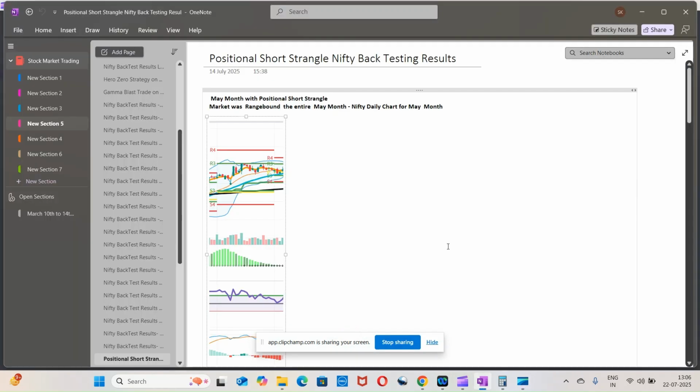So today we are going to go through short strangle, positional short strangle Nifty backtesting. Okay, this is a part of our backtesting series. So we are going to go through the positional short strangle.